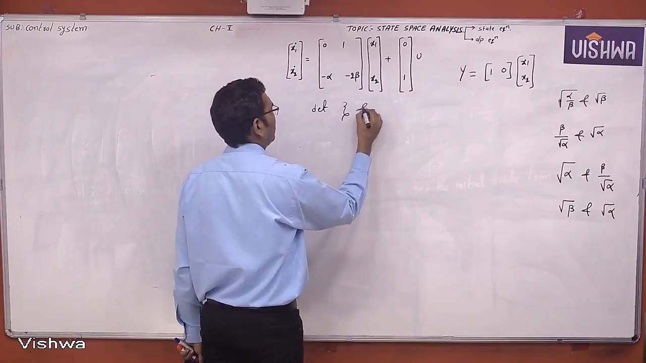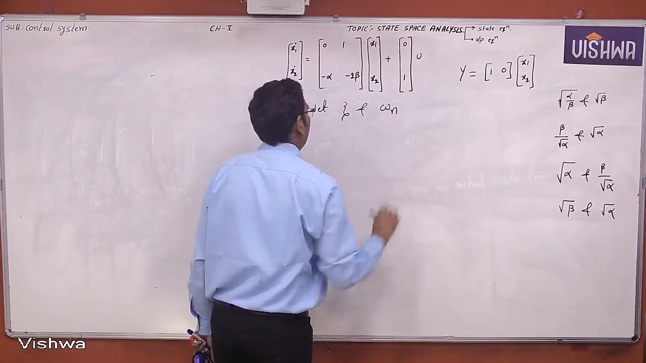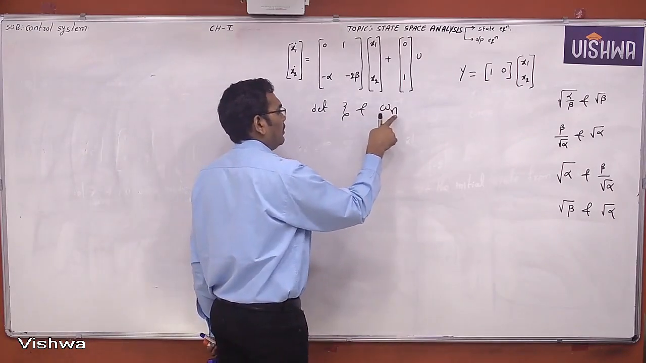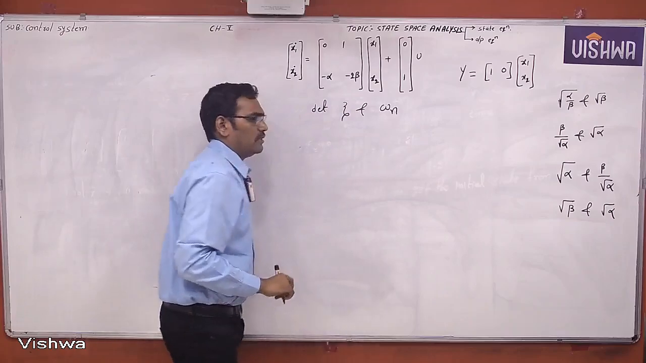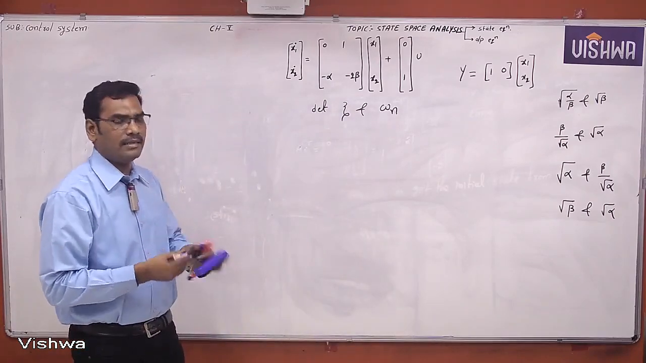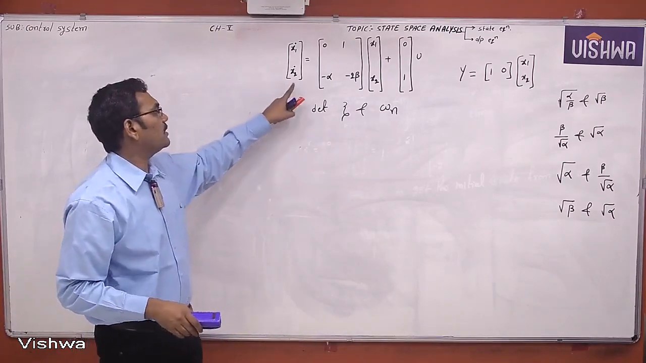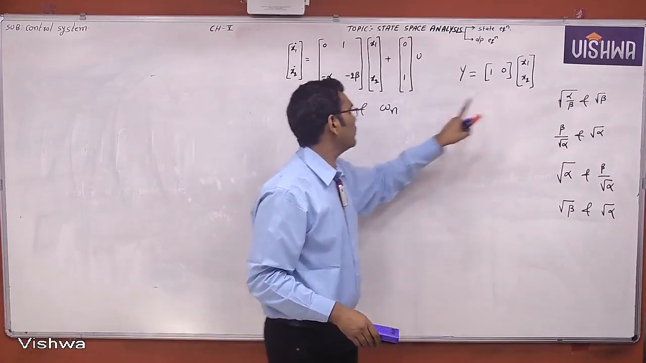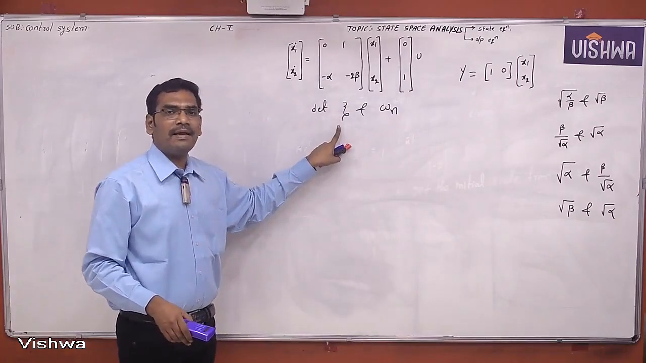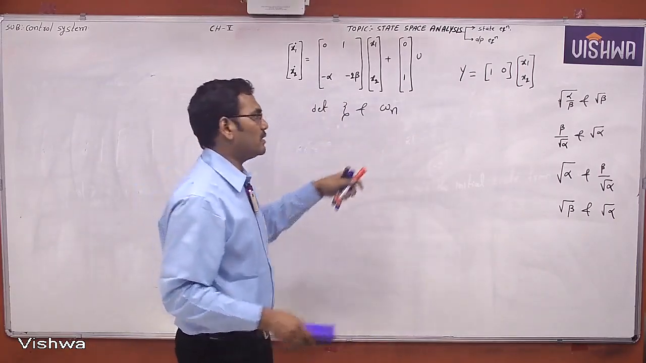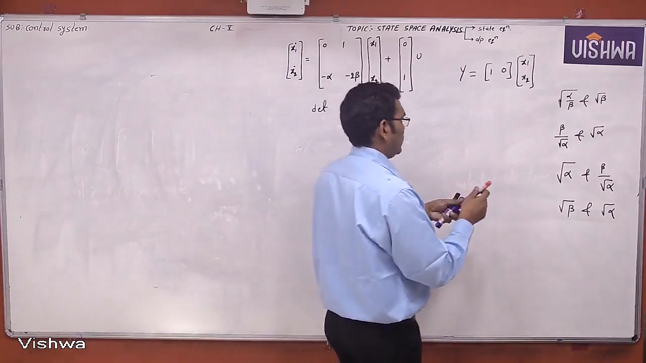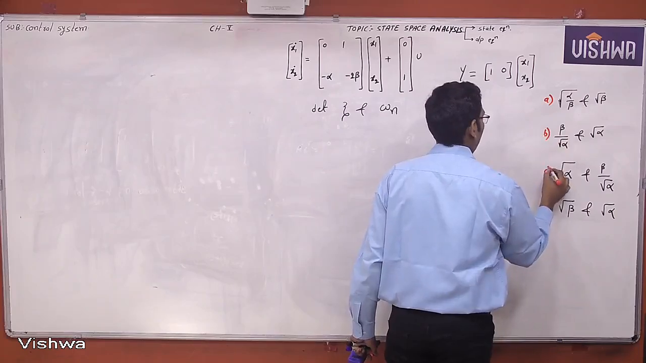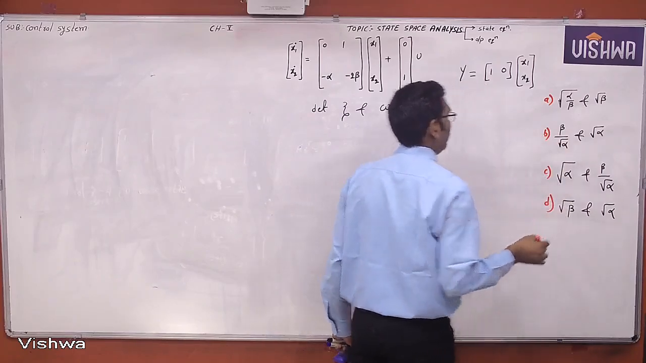the damped frequency of oscillation, and determine the damping factor and natural frequency of oscillation. This is the question. Once again I dictate the question. By considering the following state space model, this is the state equation, output equation, determine the damping factor and natural frequency of oscillations, and these are the options.